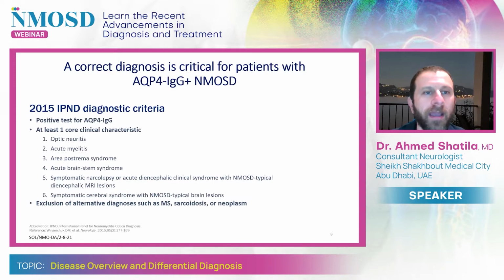Once you have the antibody, you need one core clinical characteristic. You need the optic neuritis, myelitis, area postrema syndrome, which I told you are the hiccups, intractable vomiting. You've got to have the acute brain syndromes, symptomatic narcolepsy, acute diencephalic clinical syndromes. You only need one of those. And you have to have nothing else that can explain it, such as MS, sarcoidosis, or neoplasms.